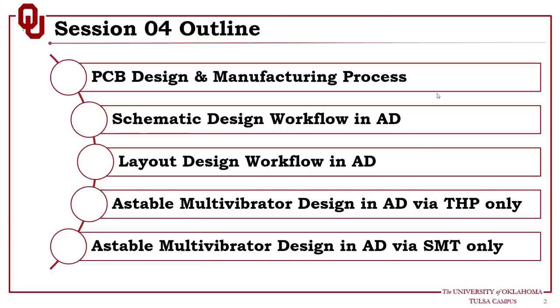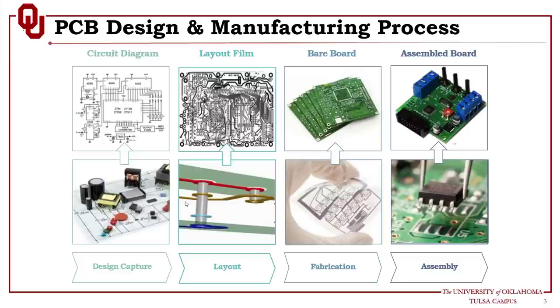So let's get started. The PCB design and manufacturing process is basically composed of four steps. The first one is where you start designing the schematic circuit diagram. Some software or ECAD tools such as OrCAD call it capture design or design capture. Altium Designer uses the term schematic document or schematic sheet. Once the schematic is done, you transfer the electrical connections, or nets, and components into the layout, where you have the form factor of these components.